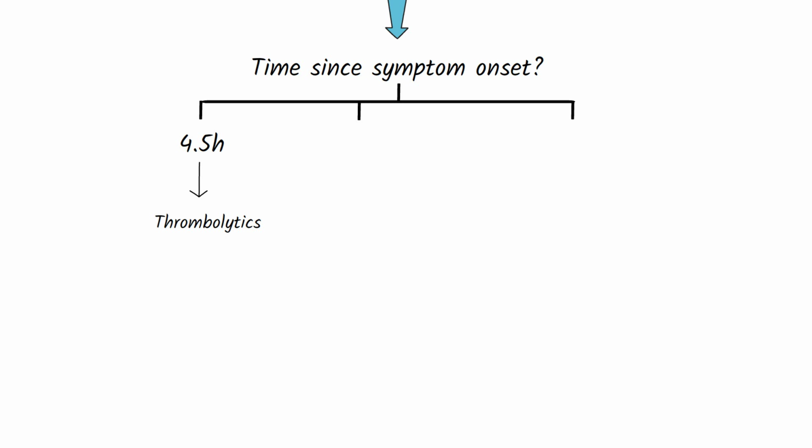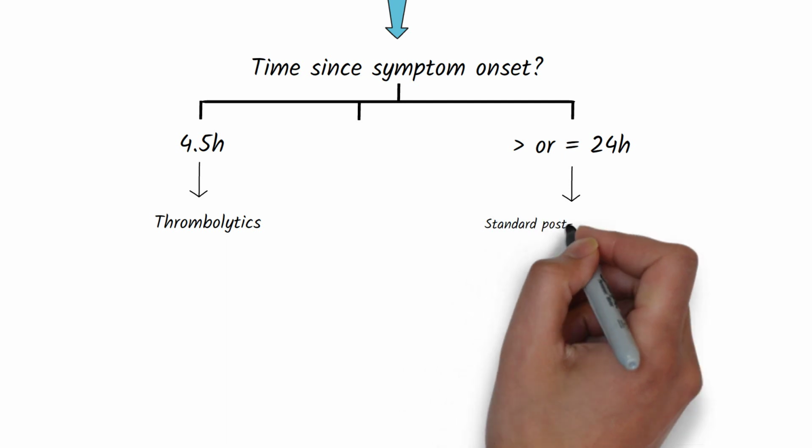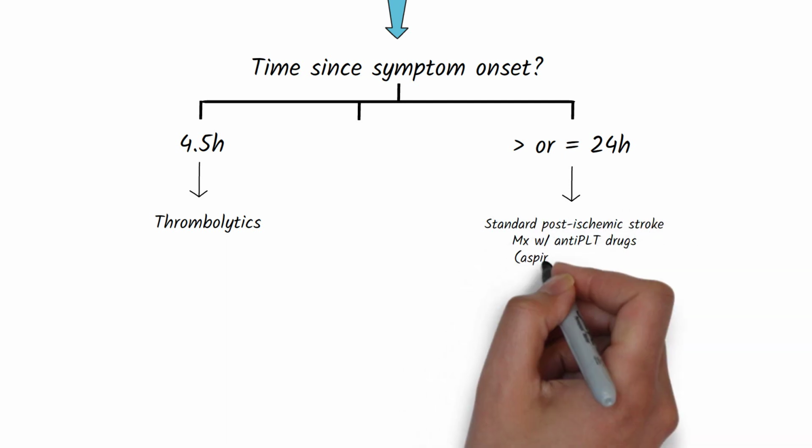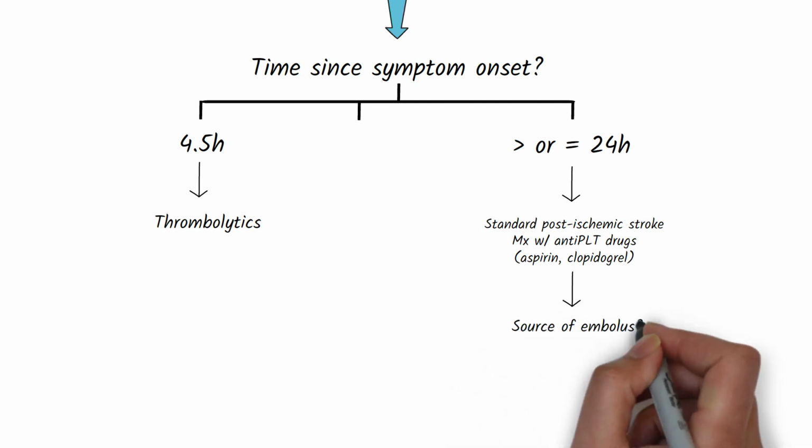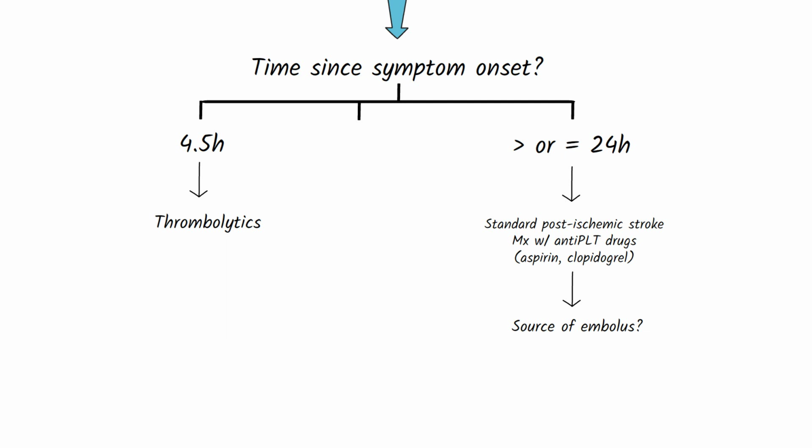The next important timeline you all need to remember is 24 hours. If the time since symptom onset is more than or equal to 24 hours, not only is there no point giving thrombolytics, but also there's no point doing a CT angiogram in these patients, because whatever damage is done is not reversible at this point. So in that case, the next step in management would be to give standard post-ischemic stroke management with antiplatelet drugs like aspirin and clopidogrel and to find out the source of the embolus, as in where the clot came from. Was it from the neck or the heart, etc.?